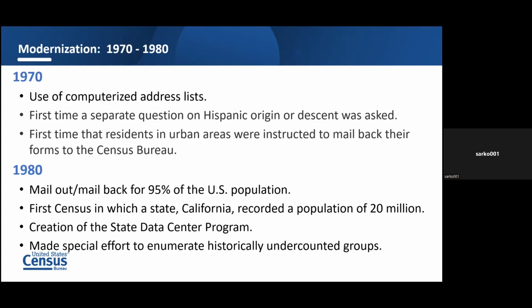In 1980, we went to mail out and mail back for everyone. And that's what many of you are familiar with today. You get the census form, you fill it out, and you mail it back. If you don't mail it back, the enumerators come into your house. 1980 was the first census in which a state, namely California, recorded a population of 20 million.